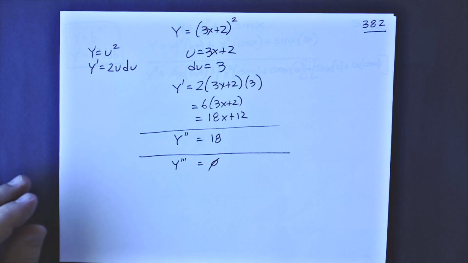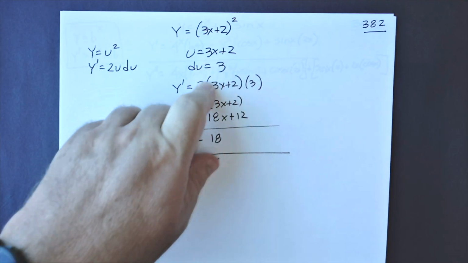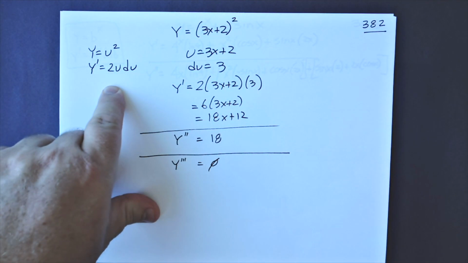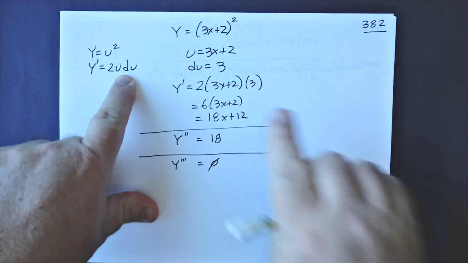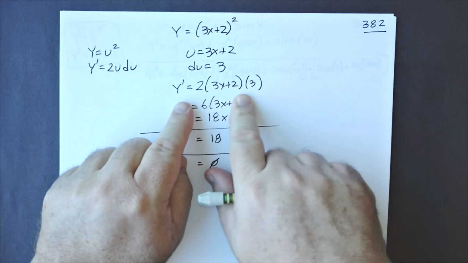382. This was take the first derivative. Okay, this is take the third derivative. So we need to take the derivative 3 times. Again, chain rule. 3x plus 2 quantity squared. So we're going to use u squared as our outer function. So then the derivative of that would be 2u du, where u is 3x plus 2 and the du is 3. So I did that here.